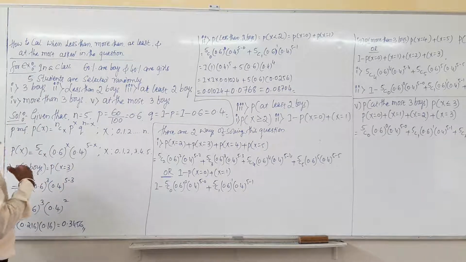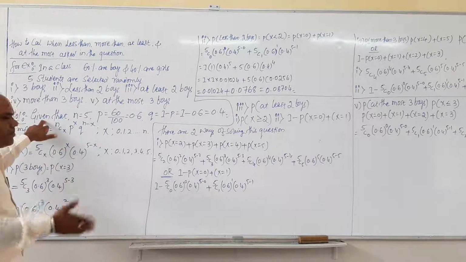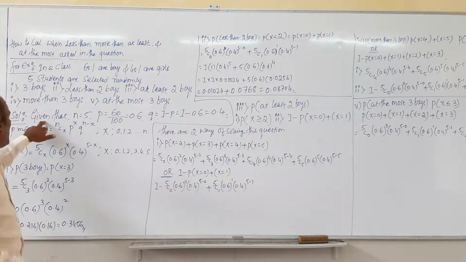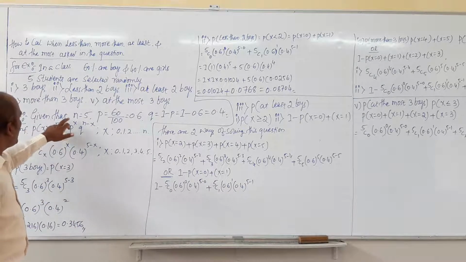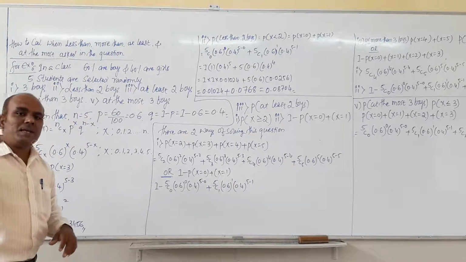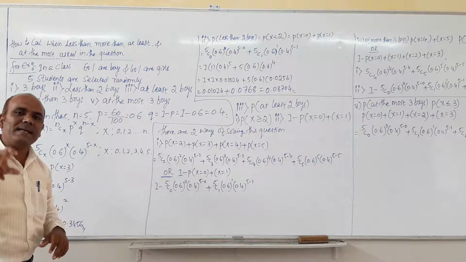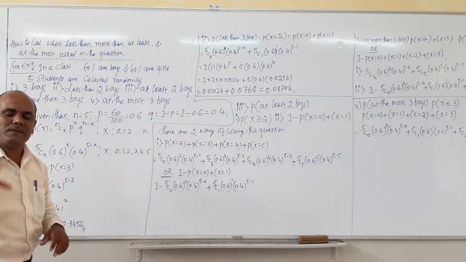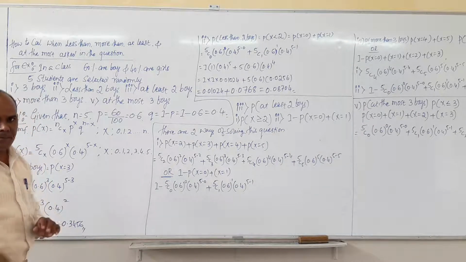First, let us mention what is given in the problem. They have given that small n equal to 5. It means how many students are selected in that class is considered as small n.